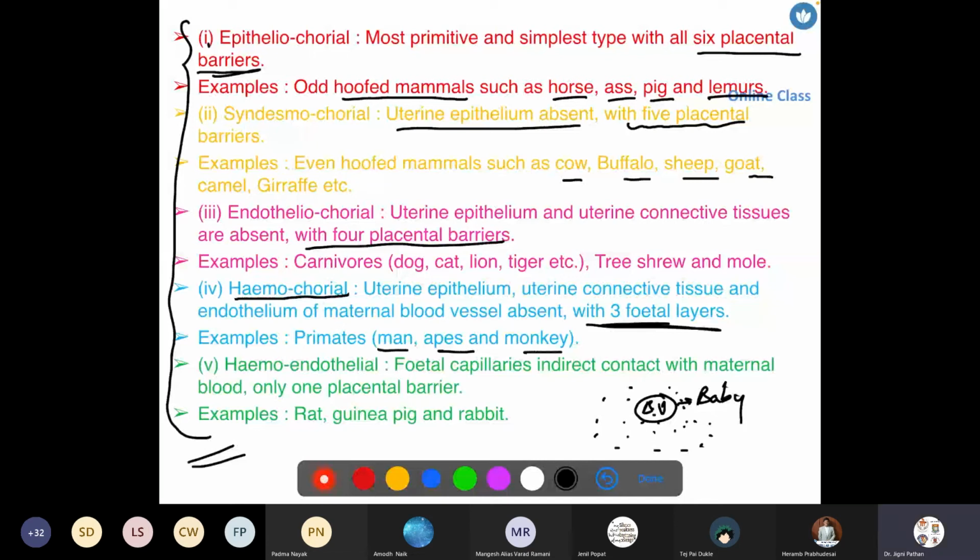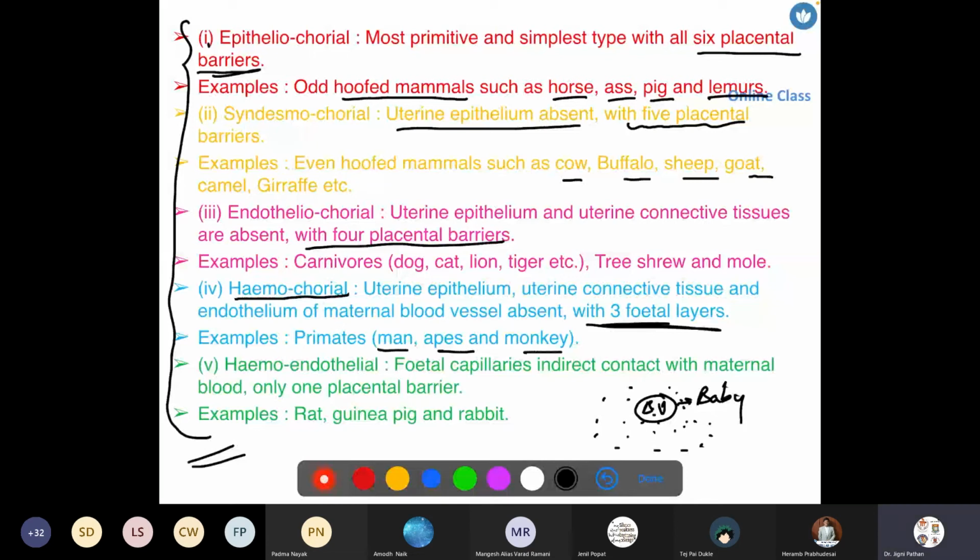What are the 6 barriers? First is blood vessels of mother. Second is connective tissue of mother. Then uterine epithelium of mother. 3 barriers. Next, blood vessels of baby, connective tissue of baby, and chorion of baby. 3. So altogether 6 barriers. With the evolution of the placenta, there are different structures. With the absence of one or two barriers, it leads to a different form of placenta.